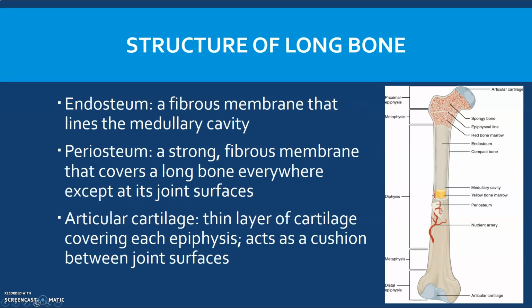The endosteum is a fibrous membrane that lines the medullary cavity. The periosteum is a strong fibrous membrane that covers long bone everywhere except at its joints. And you have articular cartilage, which is a thin layer of cartilage covering each epiphysis. Articular cartilage acts as a cushion between joint surfaces. And that does conclude part 1 of the skeletal system.